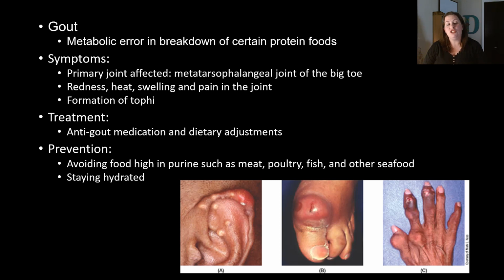So some of the prevention that can take place is avoiding food high in purine, such as meat, poultry, fish, and other seafood, and also staying really hydrated. The more fluid you have flowing through there and your kidneys are having to actually filter and get that extra fluid off, that's more likely to actually filter out that uric acid as well.